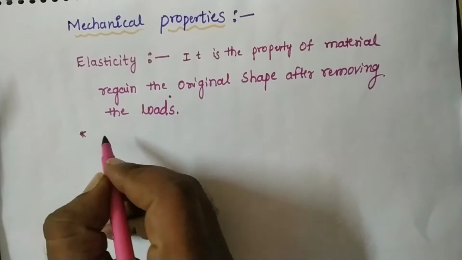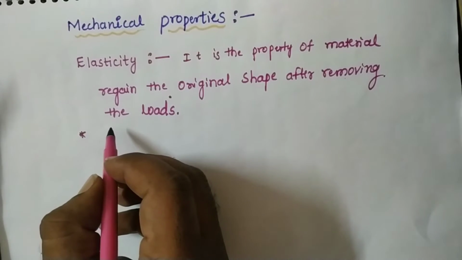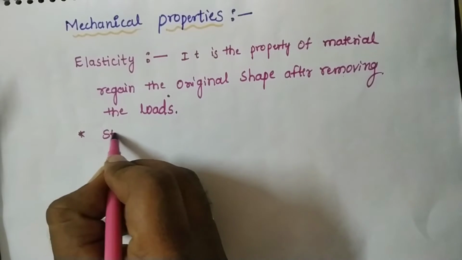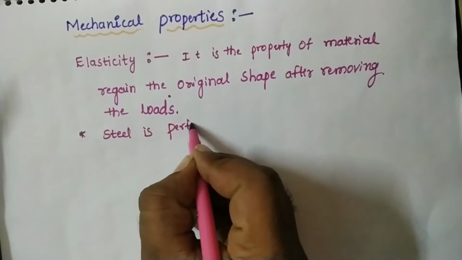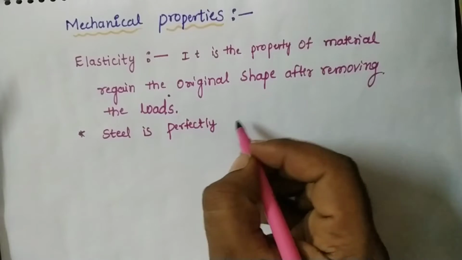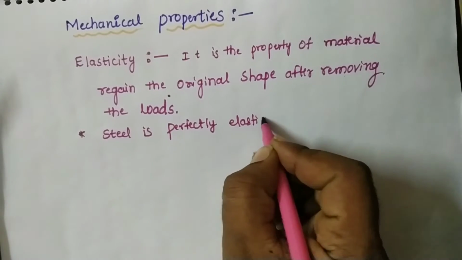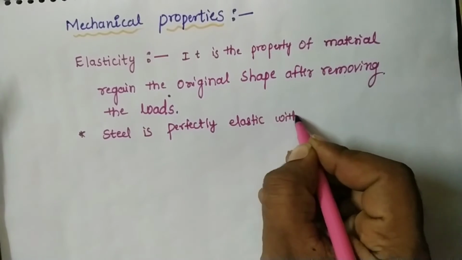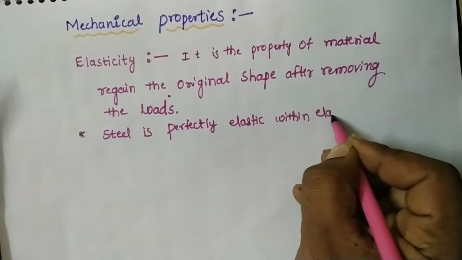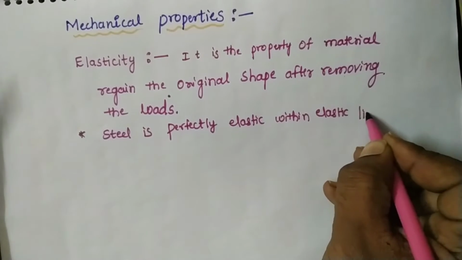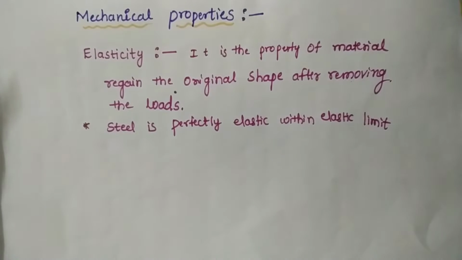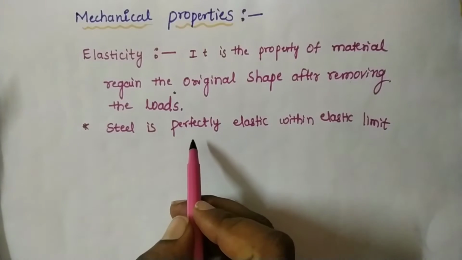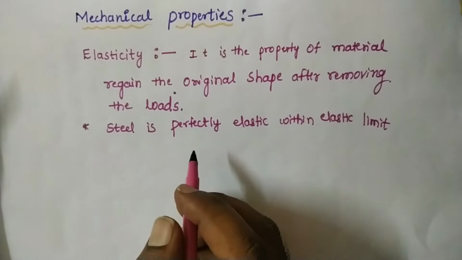Then the next point: steel is perfectly elastic within the elastic limit. Okay, so this is a very important point for competitive examinations.